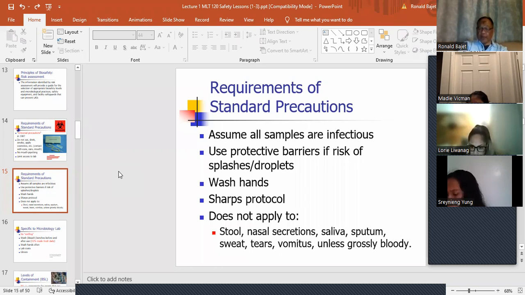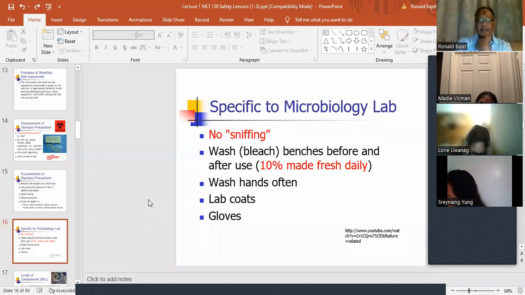And by the way, you will be asked that. Okay. I'll give you one of these specimens and you'll tell me if it's biohazardous or not. No sniffing in the microbiology laboratory.